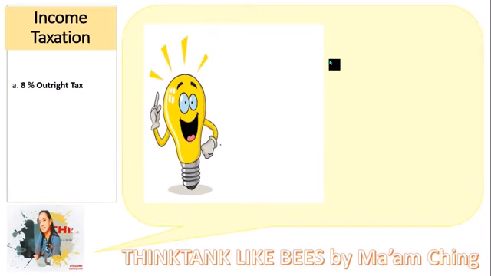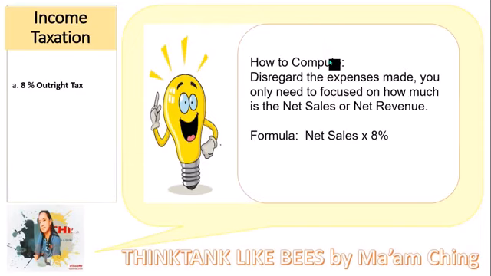For the income taxation, when you are using the 8% outright tax, you disregard the expenses made. What you need is to focus only on how much the net sales or net revenue is. The formula will be net sales times 8%.